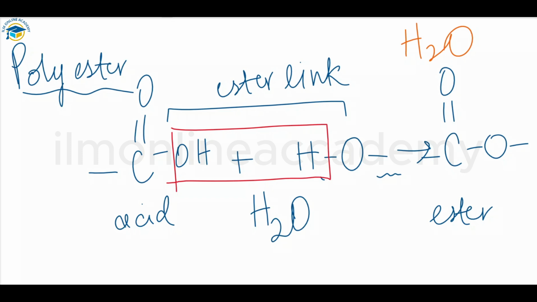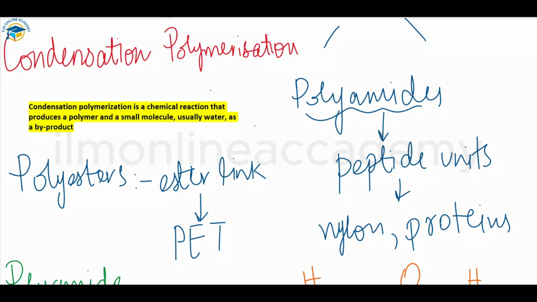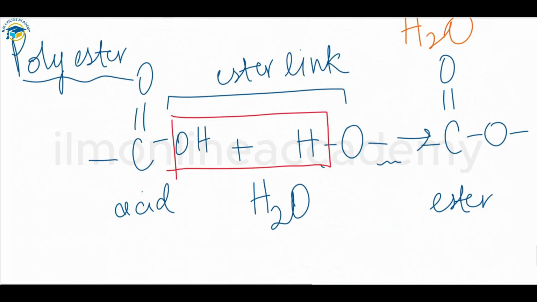So the polymerization of a large number of appropriate monomers using one or other of these condensation reactions produces a polyamide or polyester respectively. So this is how they are produced. And next we will talk about nylon, which is a polyamide, the specific example in this, and in the last we will also talk about a specific example of polyesters.